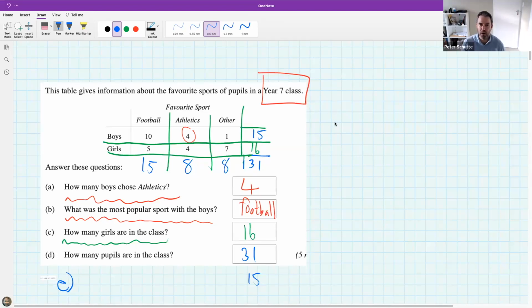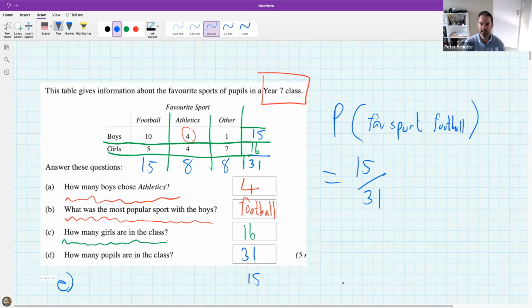Okay, now I'm going to bring in some probability. If you chose a random person from this class, what is the probability that their favorite sport was football? So if I chose a random person from this class, what is the chance that this random person's favorite sport is football? Well, we know 15 students out of something like football, and we know the grand total is 31.